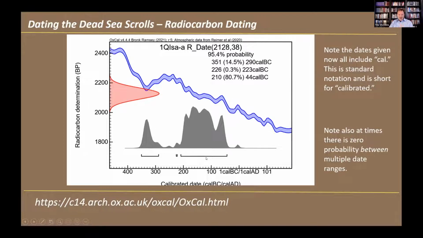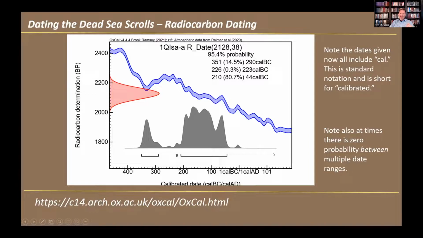And it just so happens that right smack in the middle of this, the year is 127, which is very close to where we date the scroll today. Now notice that all of these dates are given here now with cal. That tells us that these date ranges have been corrected and calibrated using curves. This isn't the raw data.